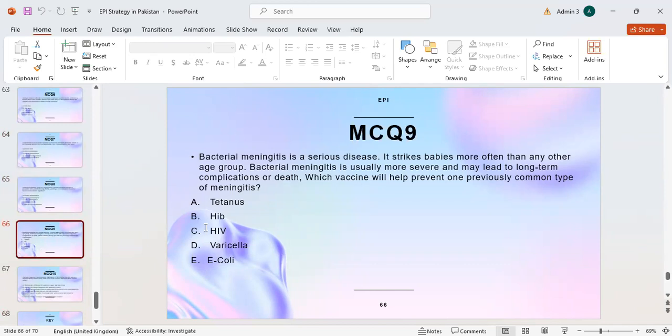Bacterial meningitis is a serious disease. It strikes babies more often than any other age group. Bacterial meningitis is usually more severe and may lead to long-term complications or death. Which vaccine will help to prevent the previously common type of meningitis? Option A, tetanus. Option B, Hib. Option C is Hib. Option D is varicella. Option E is E. coli. The answer is Hib, H influenza type B.